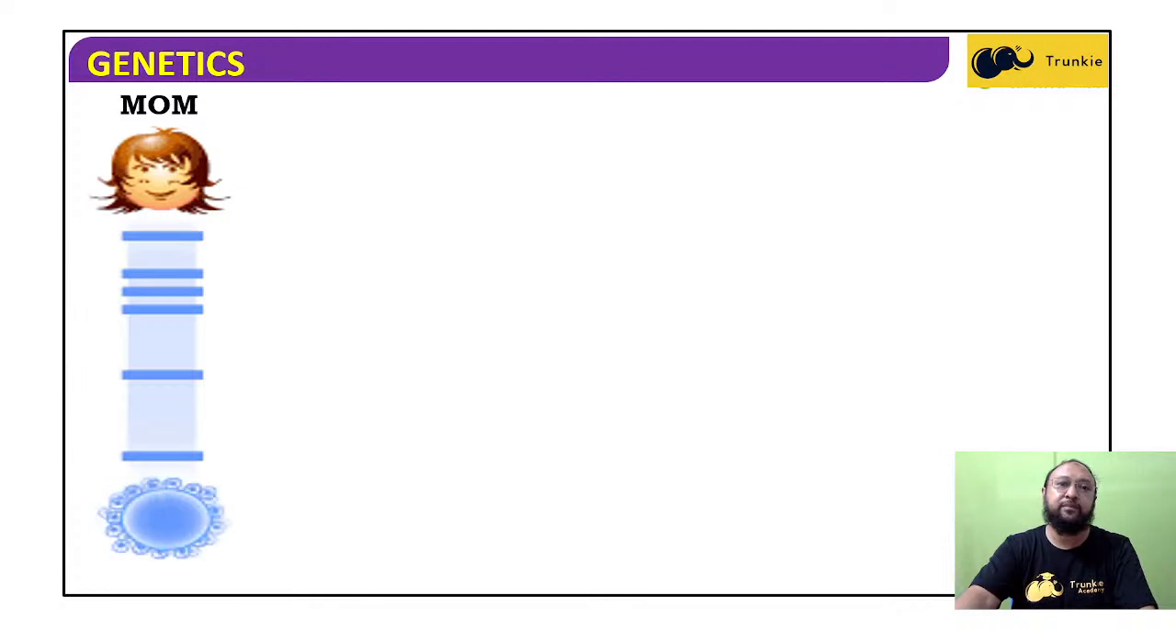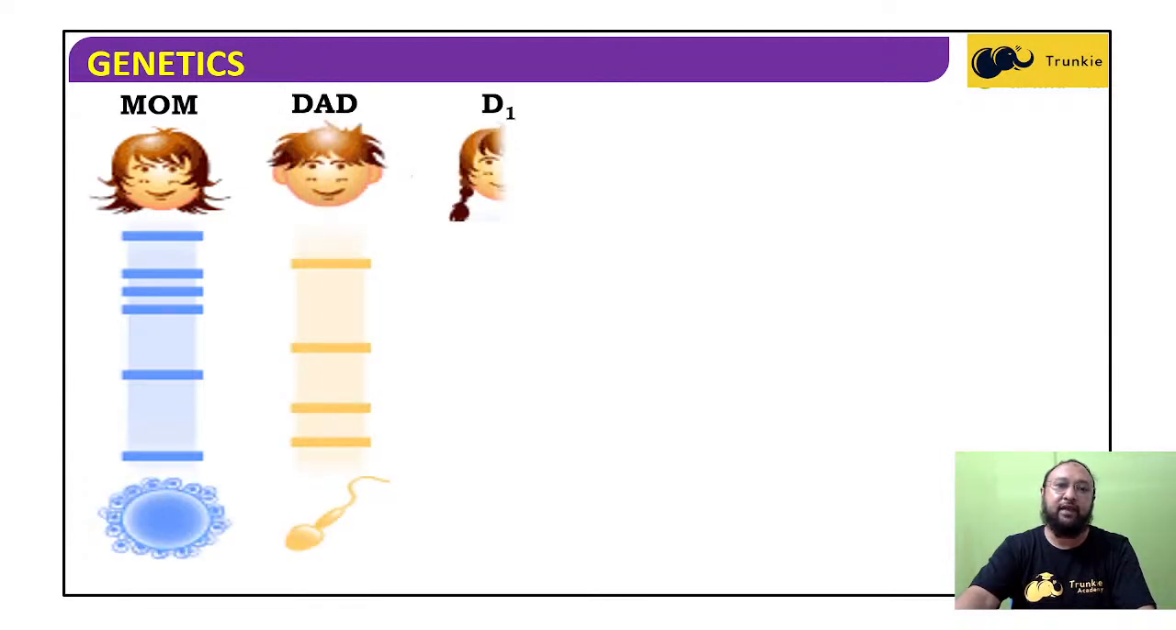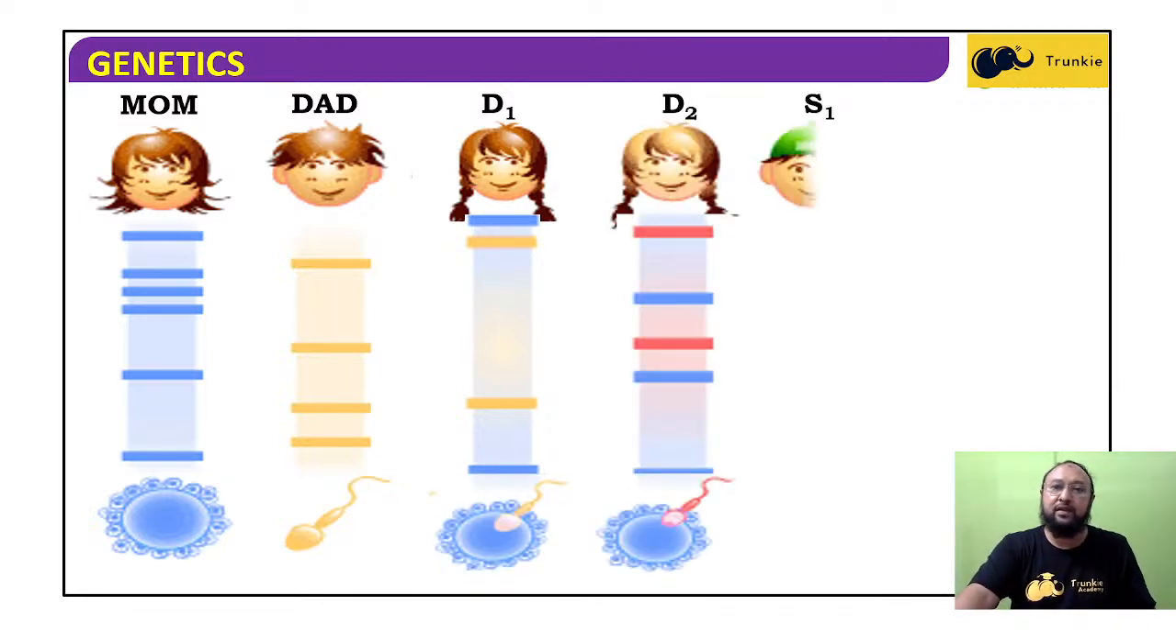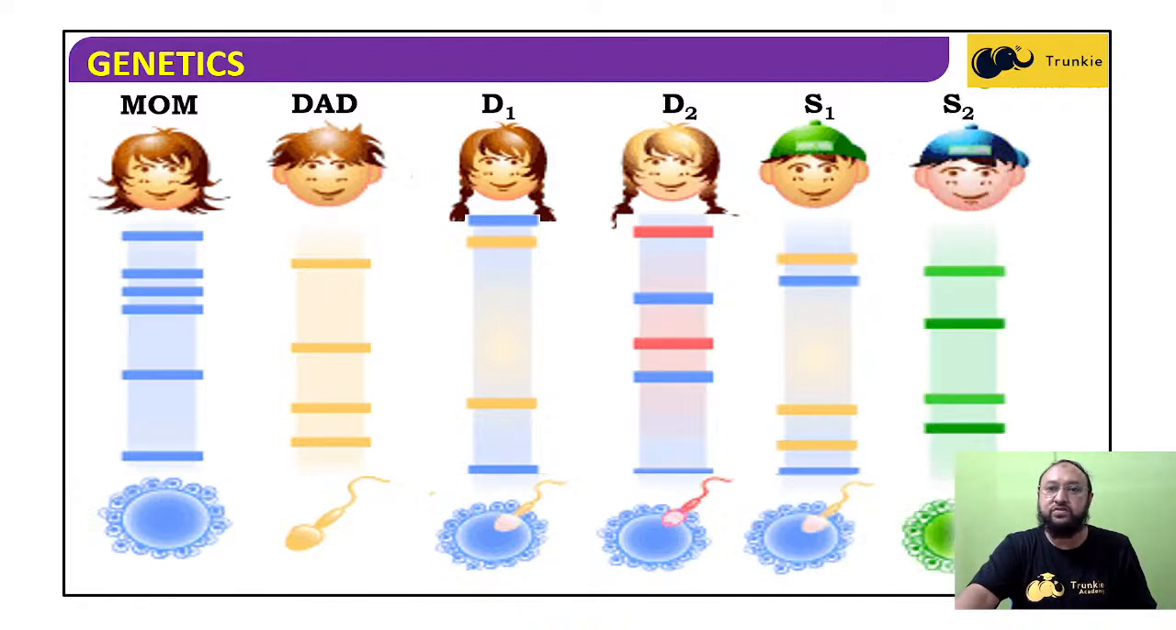Here you will see mom, dad, then daughter 1, daughter 2, son 1 and son 2. The dad has some kind of pattern, and one has been taken from the mother. In son 2, you can see the green one: one pattern has been taken from the mother. This repetition is taken from the mother, and these two are taken from the father.